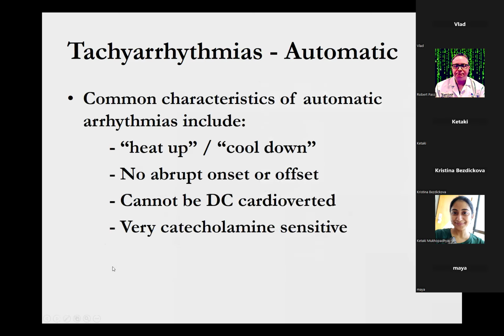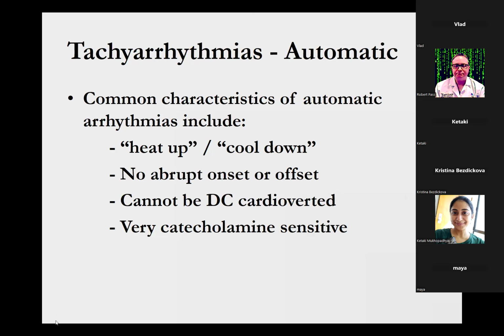And some of the common characteristics of automatic arrhythmias are that they heat up and they cool down. There is not an abrupt onset or offset of these arrhythmias. And very importantly, they cannot be DC cardioverted. And sometimes when you really can't tell what the mechanism of the arrhythmia is, the response to DC cardioversion or the absence of a response could be very helpful in making a diagnosis of the arrhythmia or a mechanistic diagnosis. And importantly, automatic arrhythmias are very catecholamine sensitive.